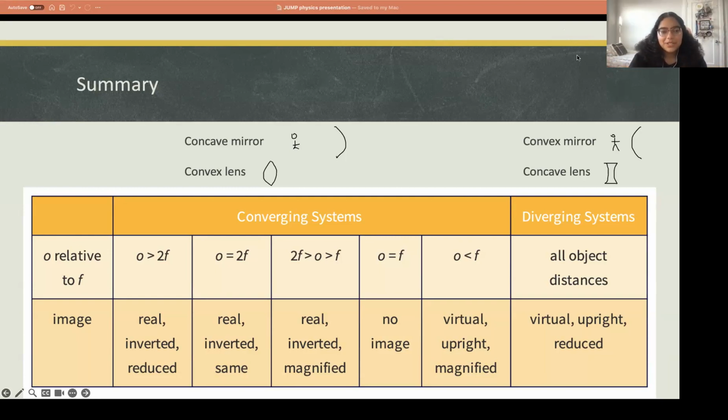You can know what the image is going to be based on how far your object is if it's a converging system. For a diverging system, it'll always be a virtual, upright image, and reduced, meaning the height will be smaller. And then for converging, it depends on where the object is relative to the focal point. So like we said, for example, O equals F means no image.